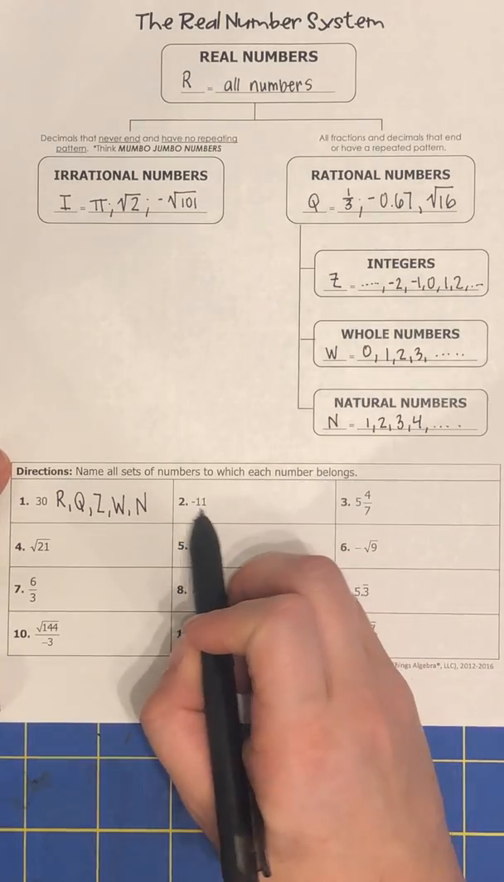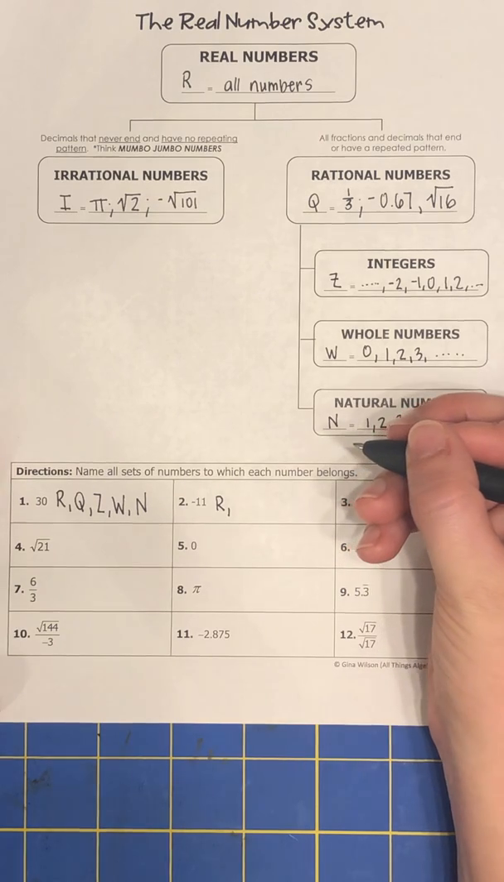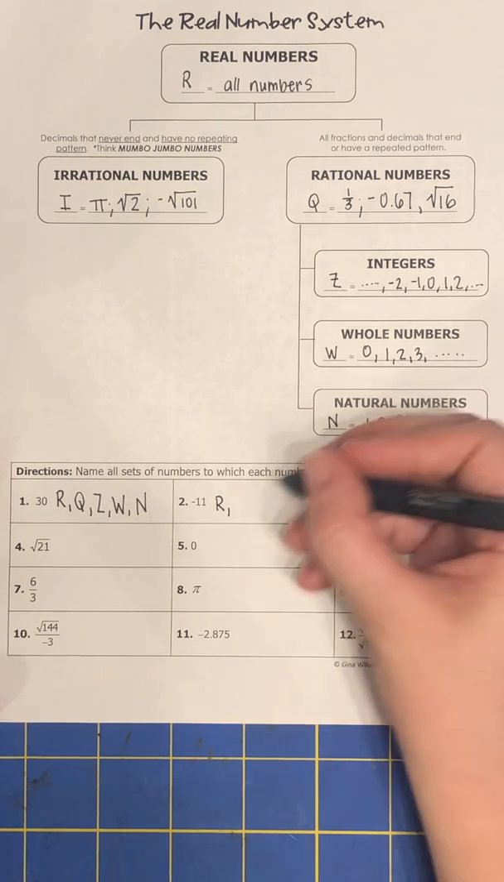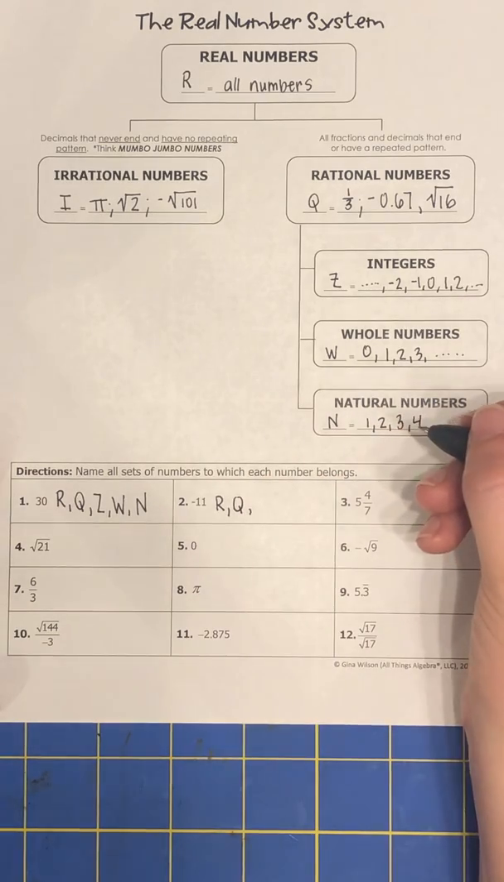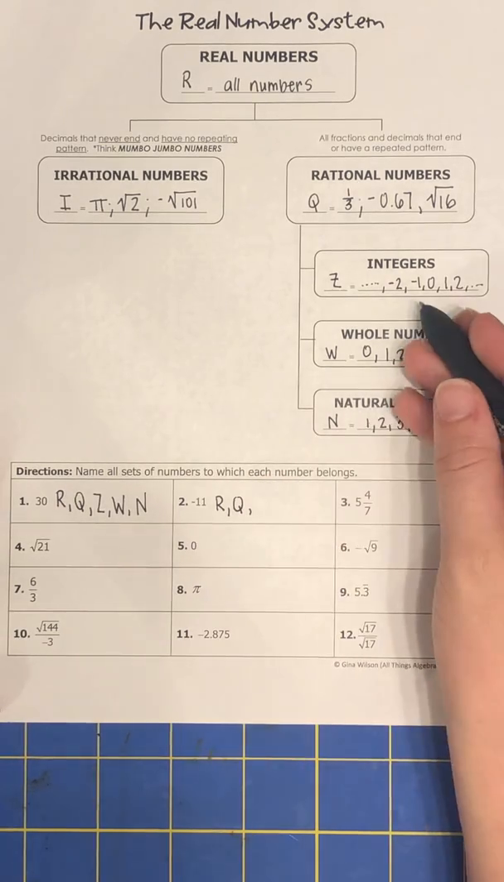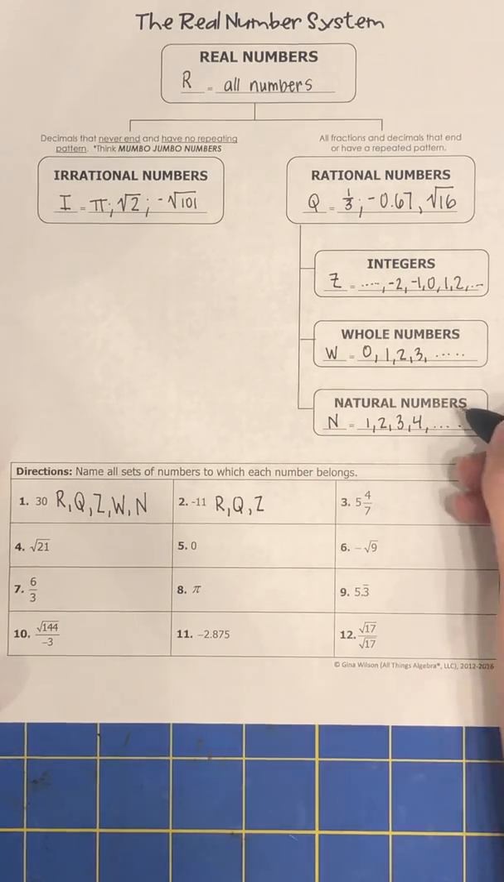So now we're looking at this number, -11. Well, -11 I know is a real number. I also know that it is a rational number. And then I know that it is, in fact, an integer because it's a negative number. It's not a whole number, and it's not a natural number.